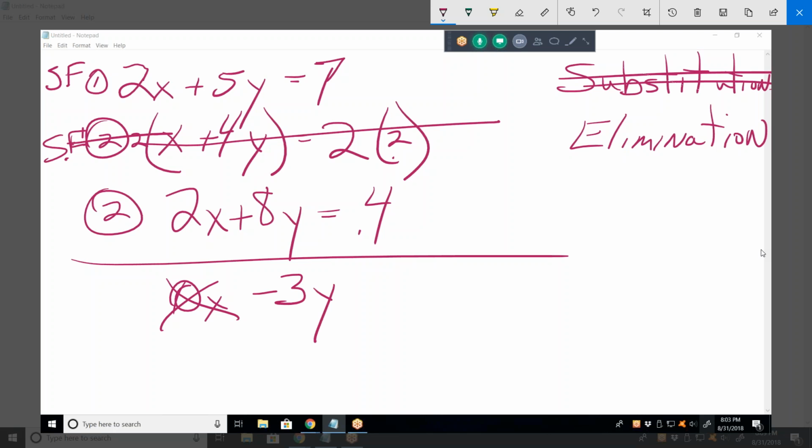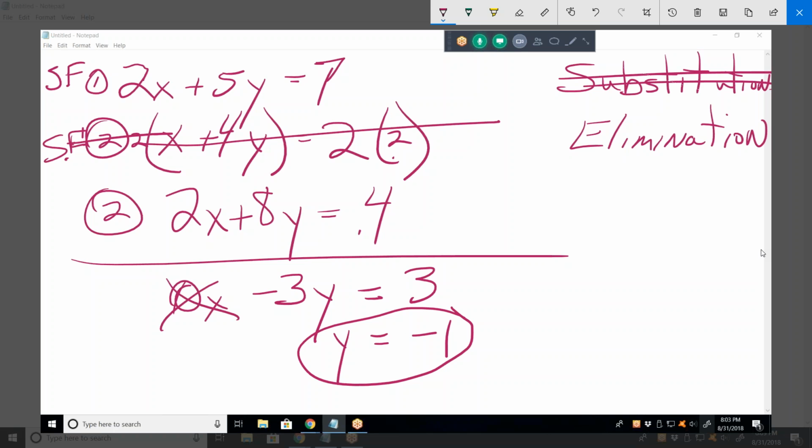And you got to subtract the right side of the equation also. What's 7 minus 4? What's y equal to? Now we've solved for one variable, and we got to go back and solve for x.